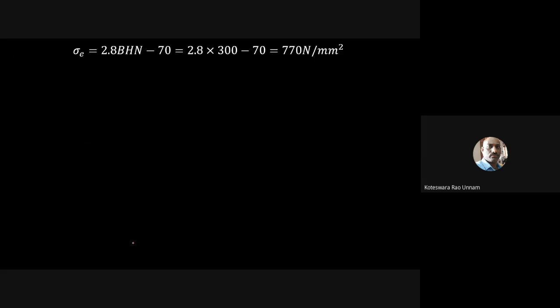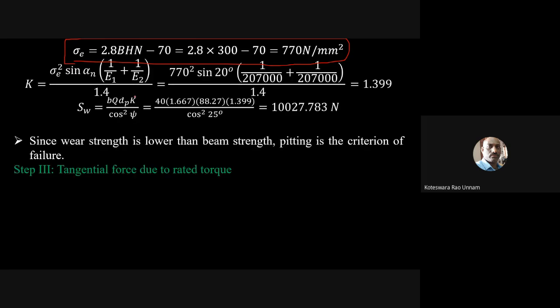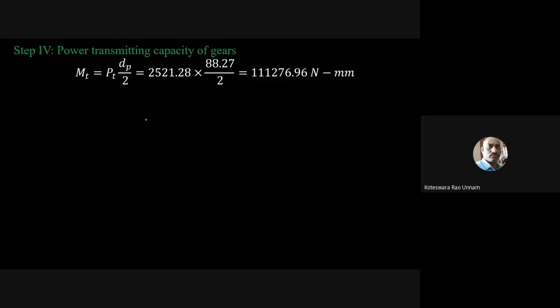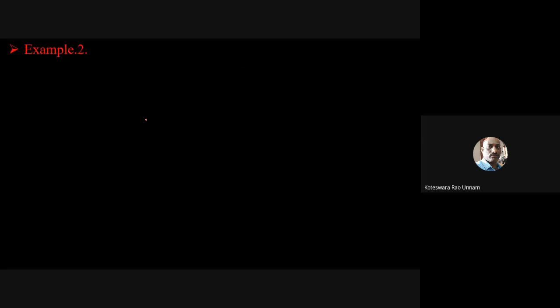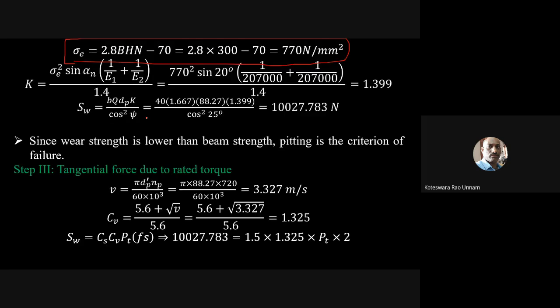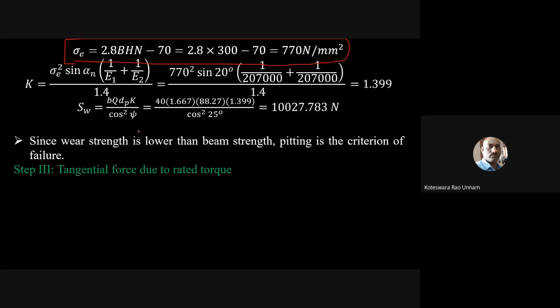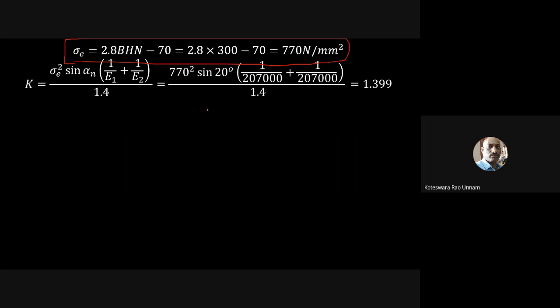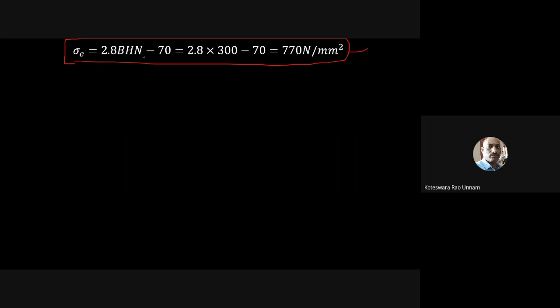Now this is the equation for sigma E that he has given in your data book. Maybe there is something wrong. Okay, I think BHN is given. So we need to calculate from BHN. This is what he has given in the data book: sigma E is equal to 2.8 into BHN minus 70, which comes out as 770 newton per mm square.